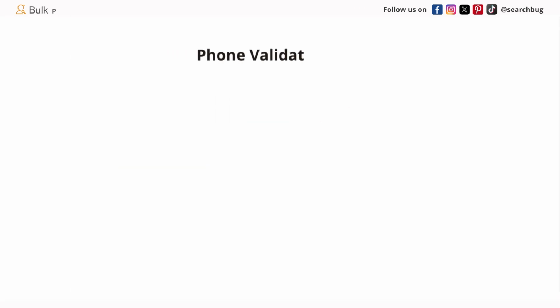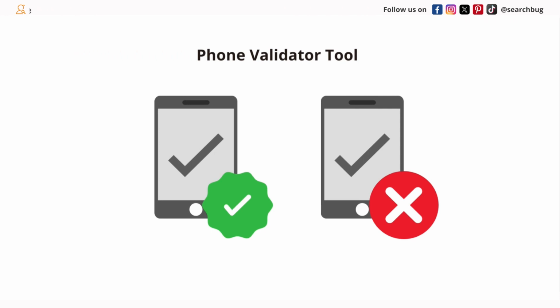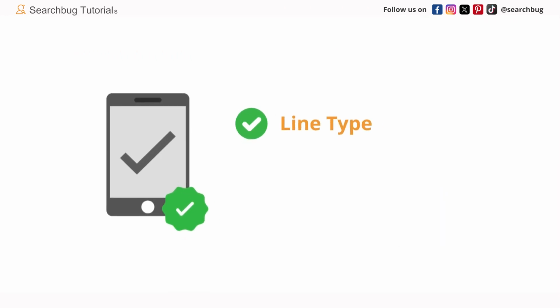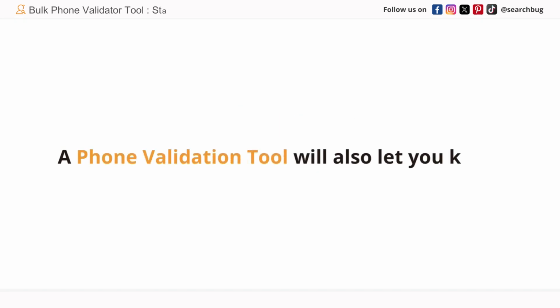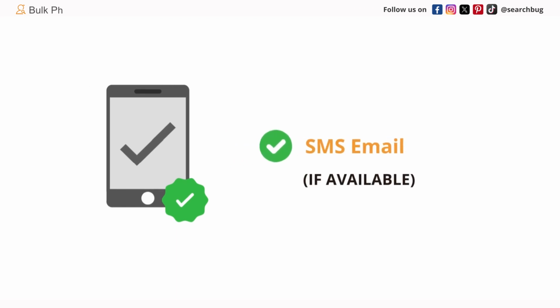A phone validator tool is not just about validating if a phone number is legitimate or not. Aside from getting the line types and carriers of phone numbers, a phone validation tool will also let you know if the phone number has been ported or not. It will also give you the SMS email if there's any SMS email attached to the phone number.